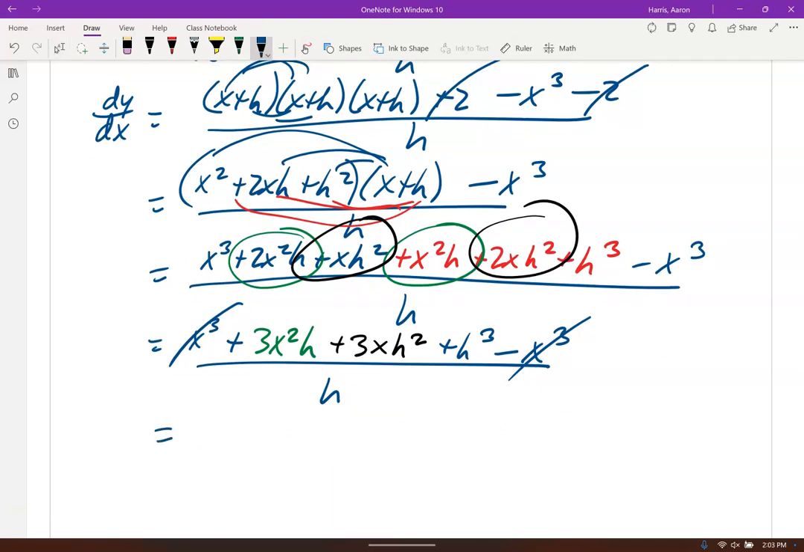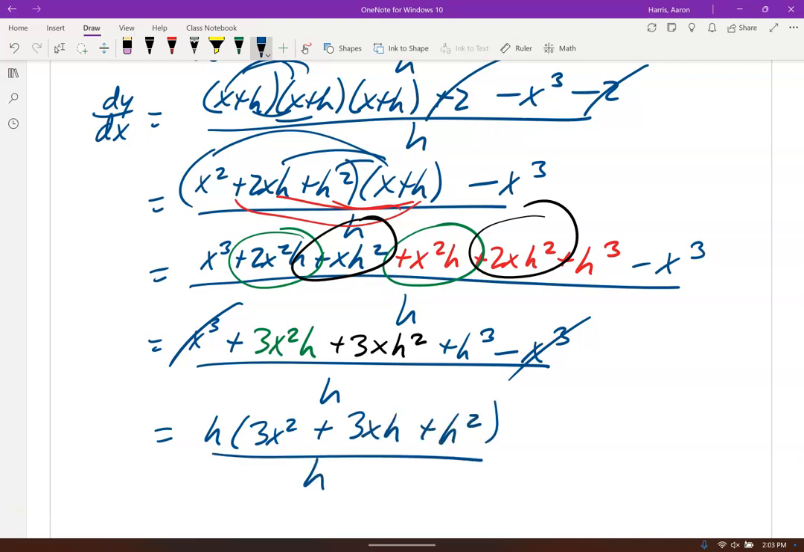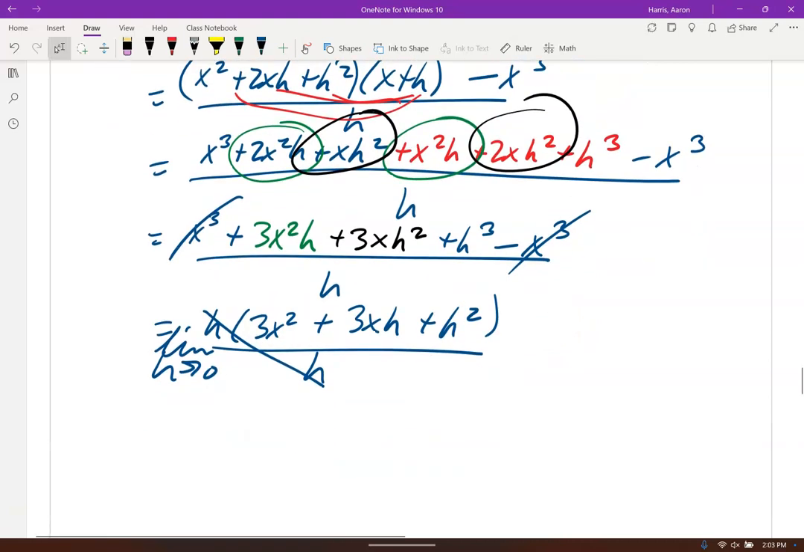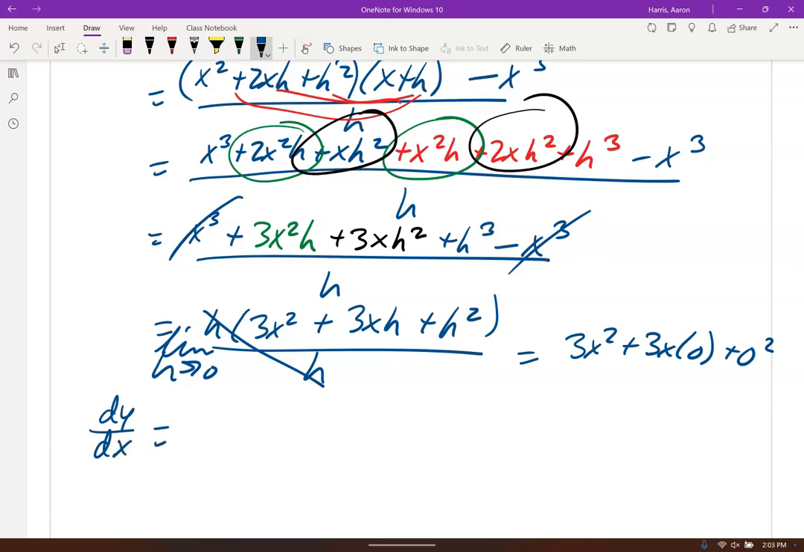And so I can factor out an h. I have 3x squared plus 3xh plus h squared, over h. So I can cancel that. Remember, I'm taking the limit as h goes to 0 on this. So I have 3x squared plus 3x times 0 plus 0 squared. Well, that ends up being 3x squared, right? Because those are gone there. So the derivative, f prime of x, or dy dx, is 3x squared.